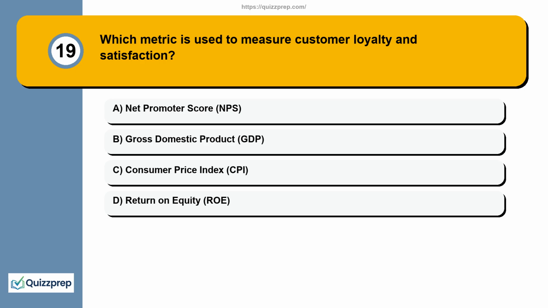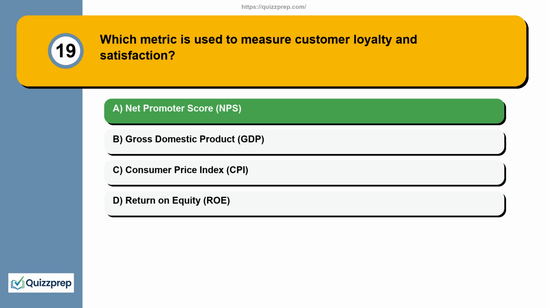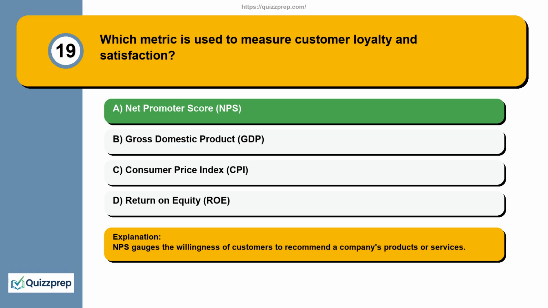Question 19. Which metric is used to measure customer loyalty and satisfaction? Here are your options. Option A, Net Promoter Score, NPS. Option B, Gross Domestic Product, GDP. Option C, Consumer Price Index, CPI. Option D, Return on Equity, ROE. The correct answer is option A, Net Promoter Score, NPS. Explanation. NPS gauges the willingness of customers to recommend a company's products or services.